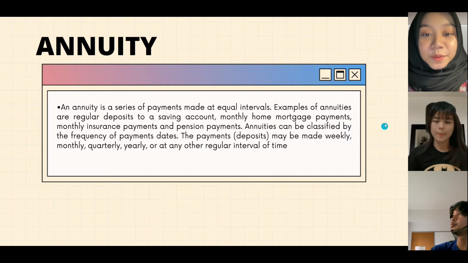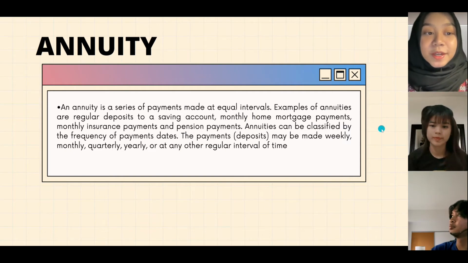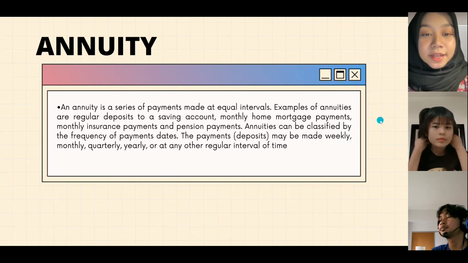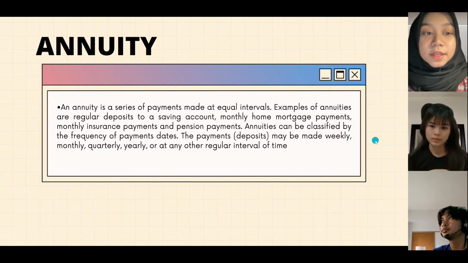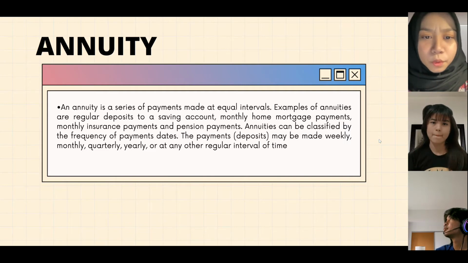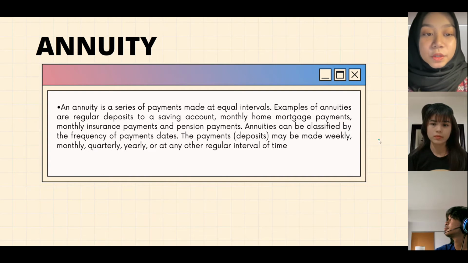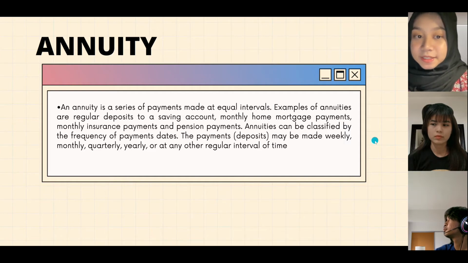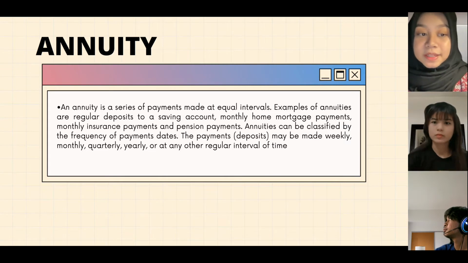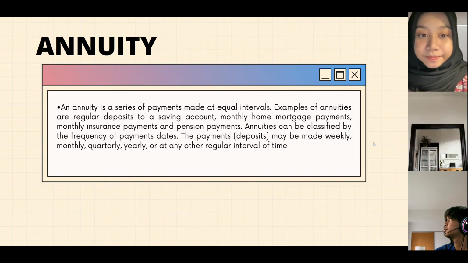Okay, so I'm going to tell you what is annuity. So an annuity is a series of payments made at equal intervals. Examples of annuities are regular deposits to a saving account, monthly home mortgage payments, monthly insurance payments, and pension payments. Annuities can be classified by the frequency of payment dates. The payments deposit may be made weekly, monthly, quarterly, yearly, or at any other regular interval of time.